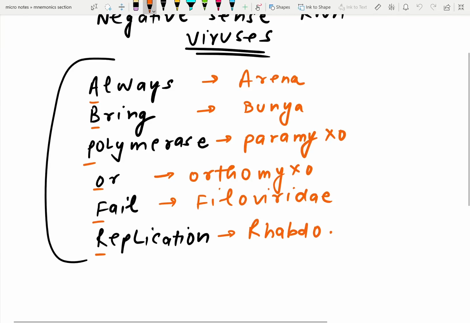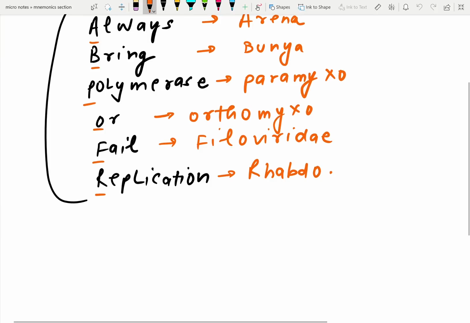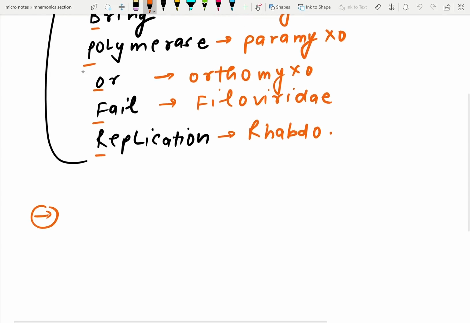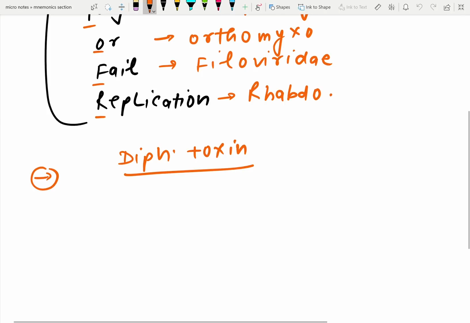Then if you want to remember something about the diphtheria toxin, I'm taking it randomly. I'm not going into virology and all that. Important ones I'm taking up, which can help you to remember at least something. If somebody asks you about the diphtheria toxin, you know it's a strong exotoxin, which needs iron for its action, and that too in an optimal amount, neither less nor more.